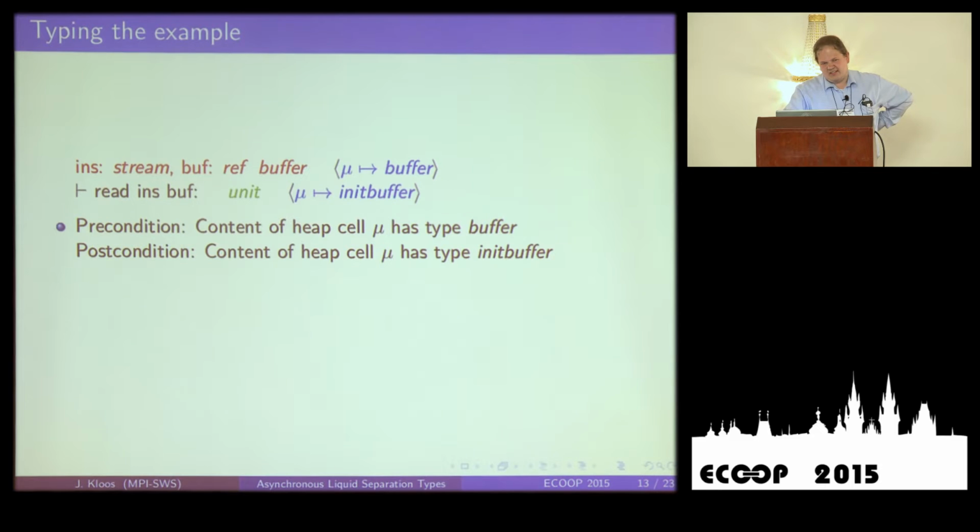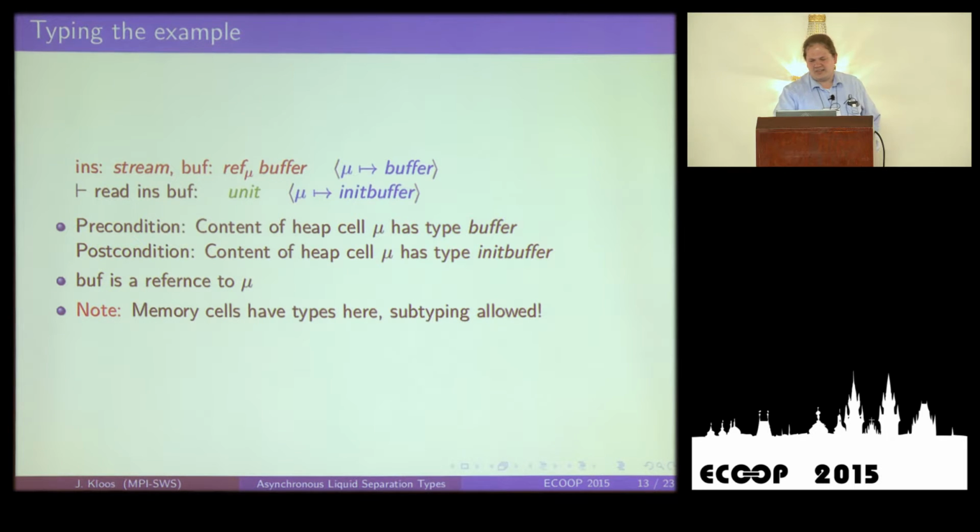Now the question is, there is this mu now, where does it come from? Well, obviously, if you look at how the read works, it should somehow be related to the buffer buff. This we do by adding an index to the reference here, which says that this is actually a reference to heap cell mu. Note also that now suddenly we are allowed to do subtyping when talking about the heap, because we put it in pre and postconditions. And this actually turns out to be sound.